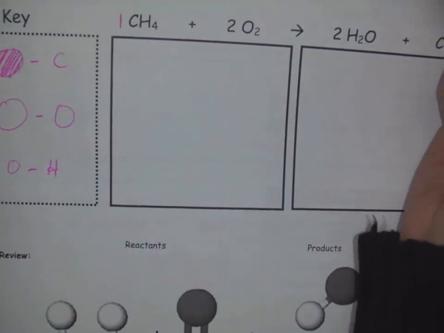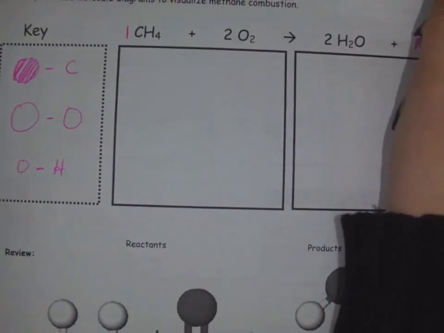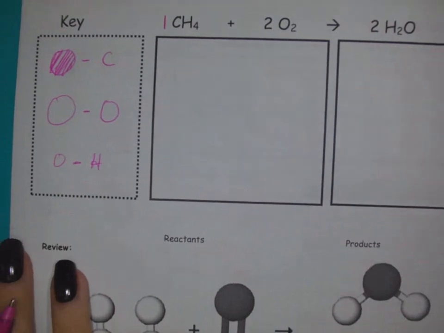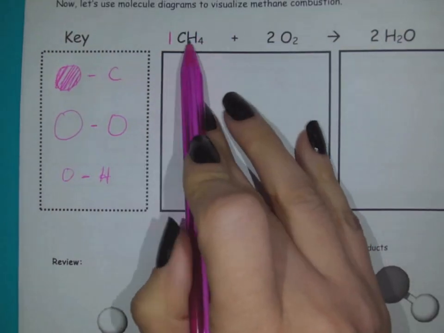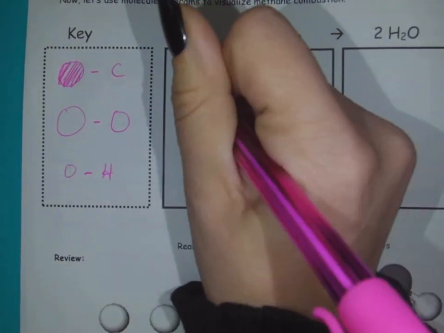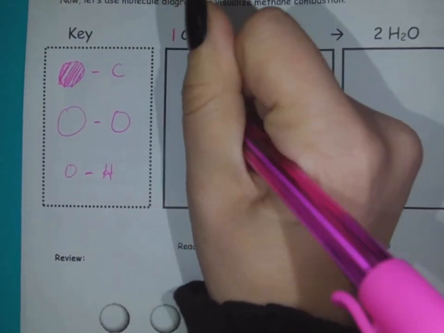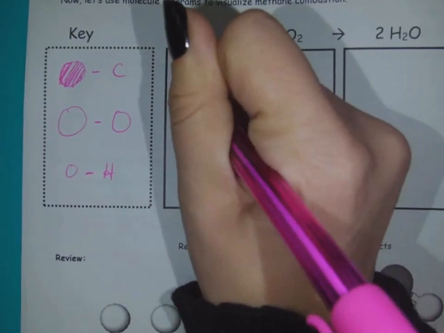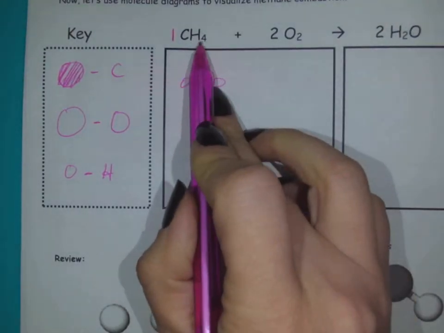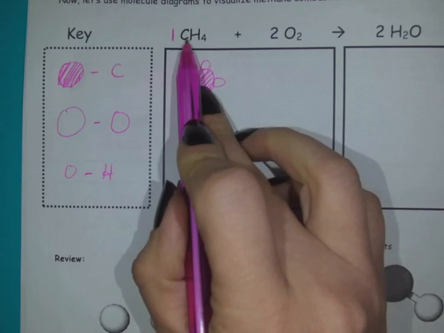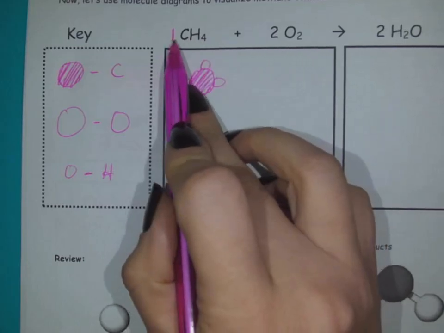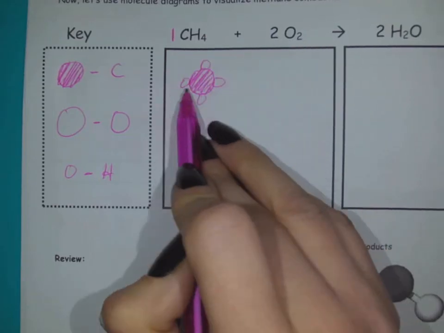So I have 1 of the CH4 molecules. I have 1 of the carbon dioxides on the products. So I'm going to draw this molecule first. So I have a carbon and 4 hydrogens. And these are all chemically bonded, and that's why, because they're a subscript and then they're in the same formula. So 1 carbon, 4 hydrogens. And I only need 1 of these molecules.